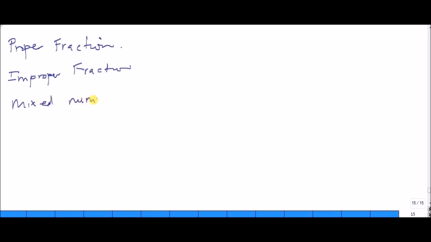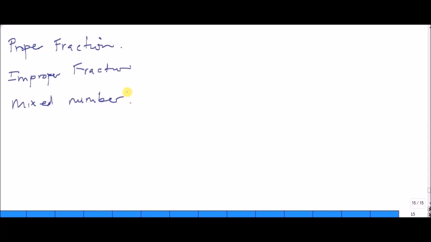Now we continue on page 48, and we're looking at some fractional concepts. We have the proper fraction, the improper fraction, and the mixed number.